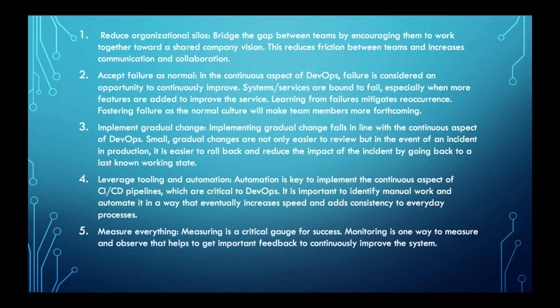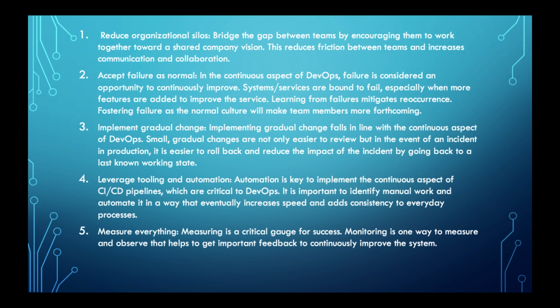Another key pillar is implementing gradual change. Implementing gradual change falls in line with the continuous aspect of DevOps. Small, gradual changes are not only easier to review, but in the event of an incident in production, it is easier to roll back and reduce the impact of the incident by going back to a last known working state.